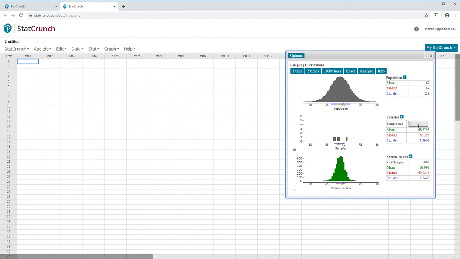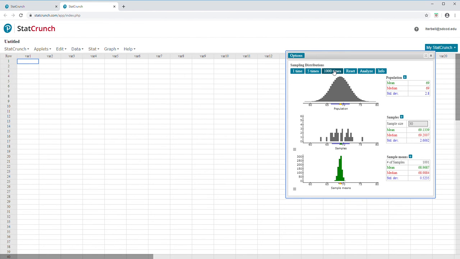Now I want to do the same thing over again, but this time I'm going to take a larger sample size. I'll take a sample size of 30. Before I do it, what do you think will happen? What do you think it'll look like? Let's take one sample. Here we take a sample of 30 men from the population, and the mean was 69.27. Now let's go ahead and take 5,000 and see what it looks like.